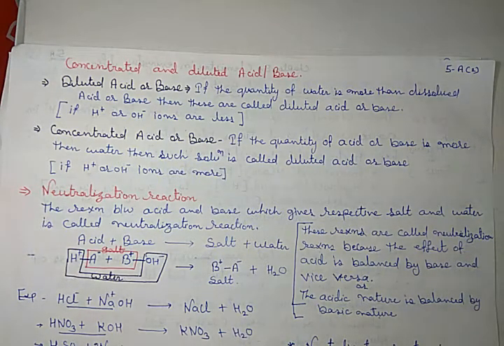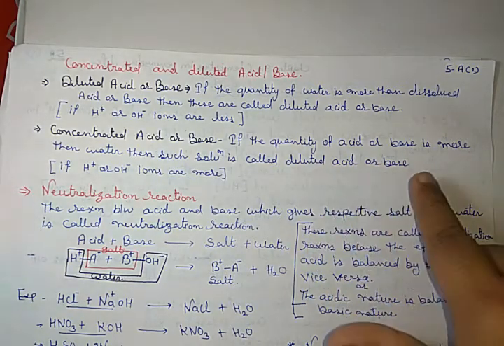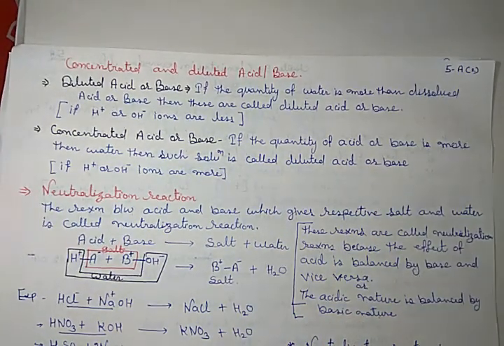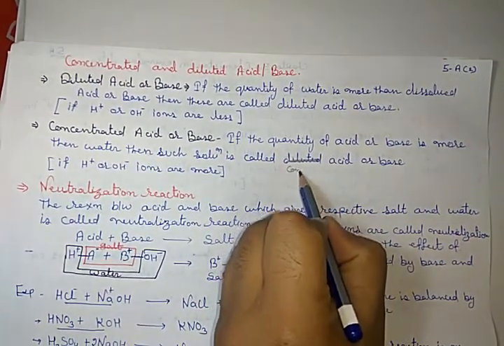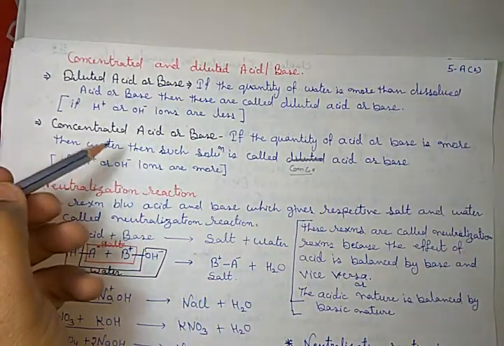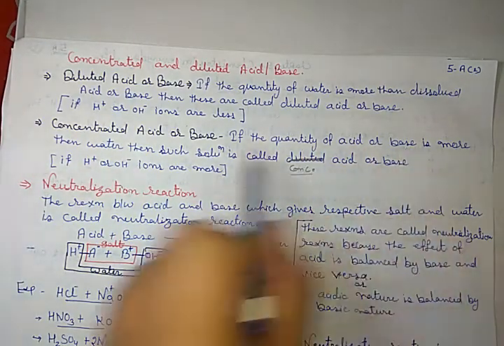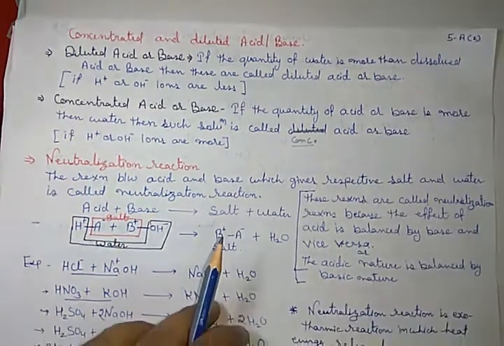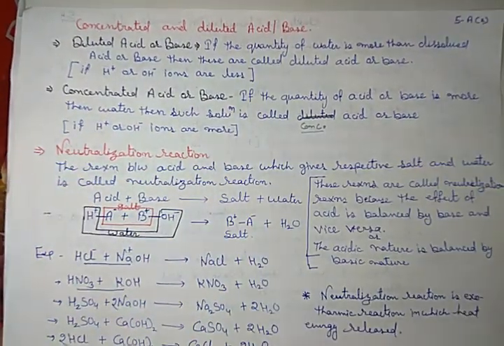Now concentrated: if the quantity of acid or base is more than water, then such solutions are called concentrated acid or base. Simply, we can also say that if the quantity of acid or base is more, then definitely H+ and OH- ions will be more. So if the H+ and OH- ions are more, then that is a concentrated acid or base.